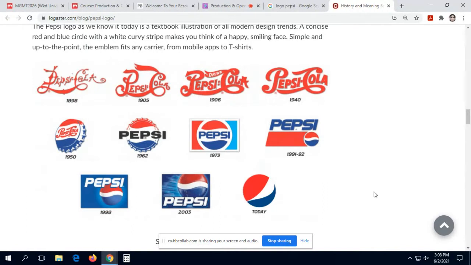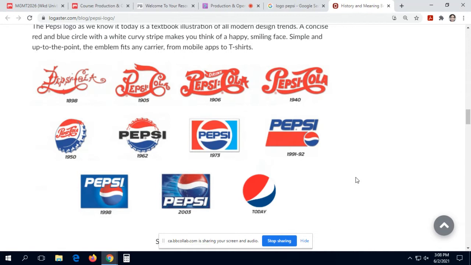But then they are changing, making the changes. And why is it so important to think about logos? You should look into the examples I gave you of Instagram and Pepsi. There are so many other examples.